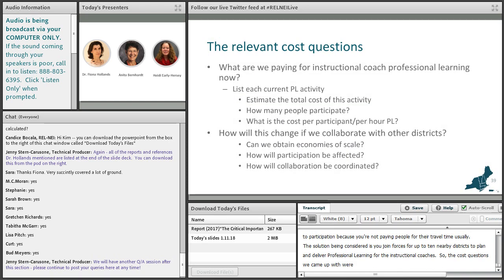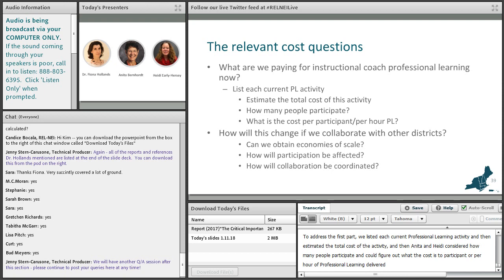So the cost questions we came up with were the following. First, what are we paying for instructional coach professional learning now? And I use we, even though it's really they, but I guess I got rather invested in the project. And the second question is, how will this change if York and Cumberland County collaborate with other districts? To address the first part, we listed each current professional learning activity and then estimated the total cost of the activity. And then Anita and Heidi considered how many people participate and could figure out what the cost is per participant or per hour of professional learning delivered.